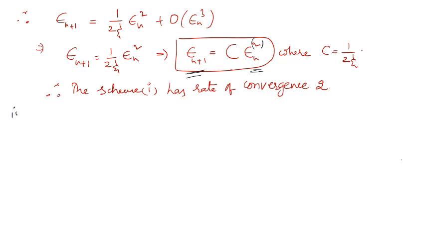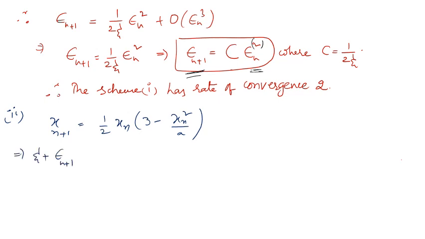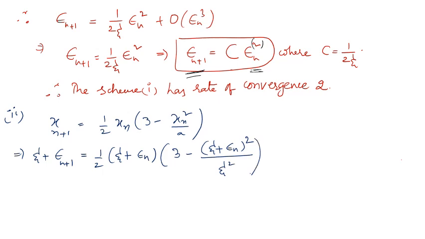Coming to second one, what is the second scheme? It is given as x n plus 1 equal to 1 by 2 x n into 3 minus x n square by a. Let us again substitute the same logic. This is epsilon n plus 1, which is nothing but xi plus epsilon n plus 1; 1 by 2 x n is nothing but xi plus epsilon n. Okay, this is 3 minus, what is x n square, xi plus epsilon n square by a. A means what, xi square.